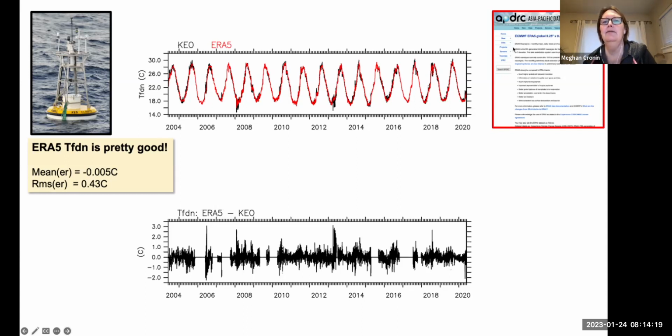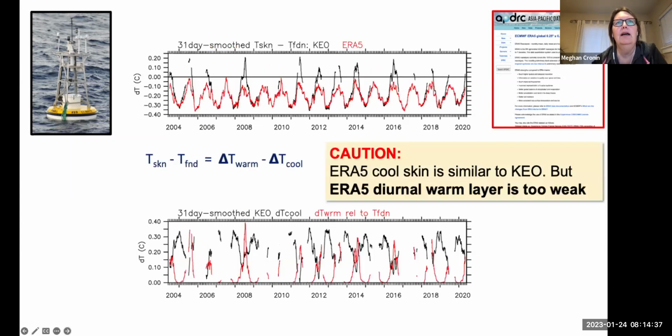I don't know if Jim Potemra is online, but thank you very much for making this. The mean difference in that foundation is small, and the RMS is very good. But when we look at the skin temperature, not so good. This is now the skin minus the foundation, from KEO in black and from ERA5 in red. In wintertime, excellent, but not during the summer. That's because there's a warm layer at KEO. The diurnal warm layer can be twice as large as the cool skin during the summer.